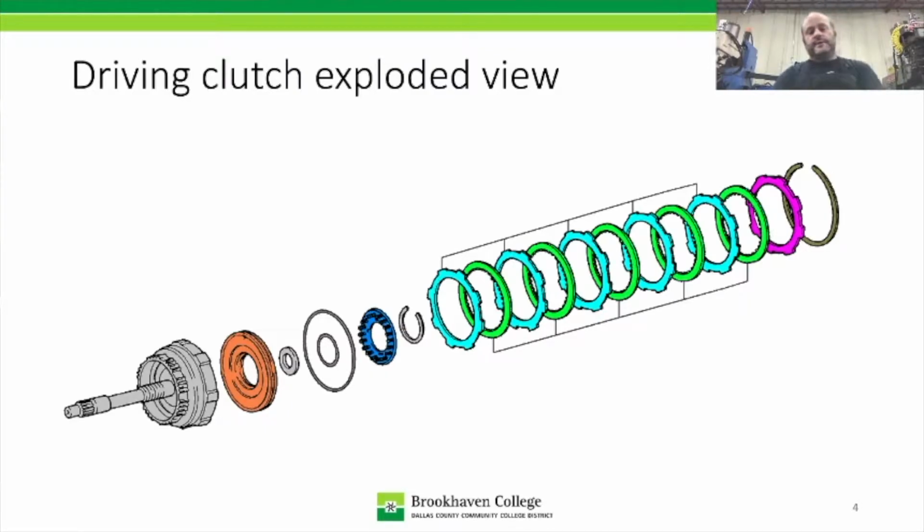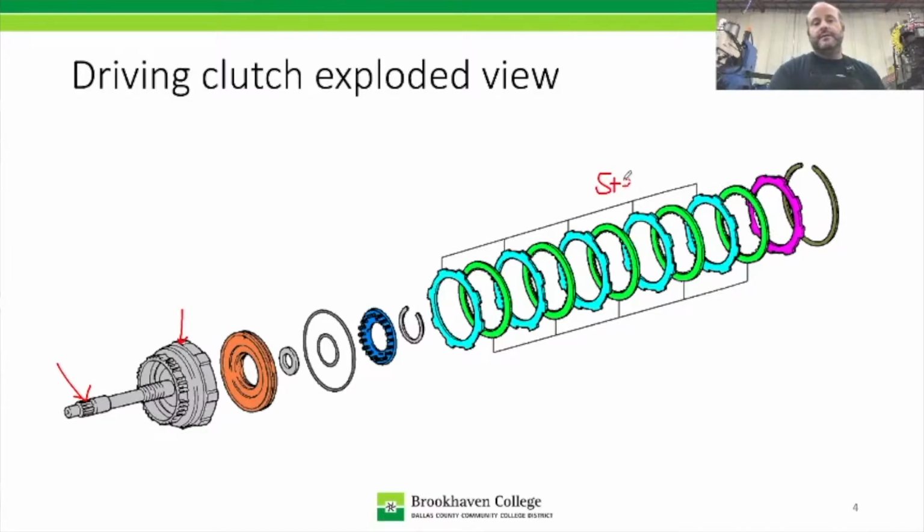So here's a quick exploded view. In this view right here, this is the input shaft of the transmission. Okay, and then this is a drum, and this just so happens to be the forward clutch drum. In that forward clutch drum, let's talk about the clutches. We have these light blue ones, those are the steels.